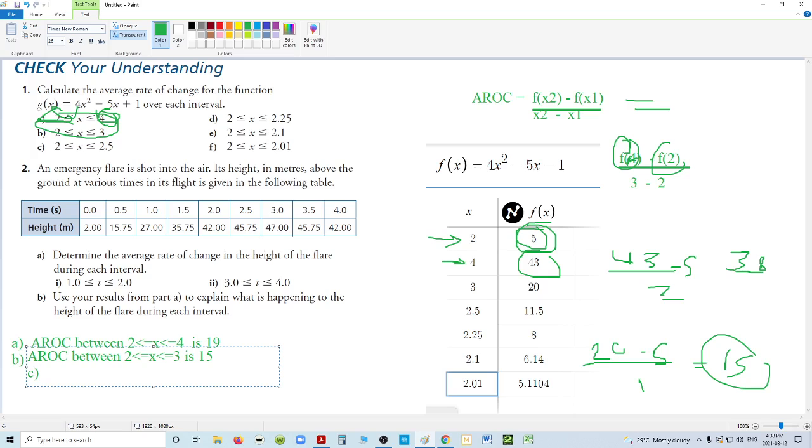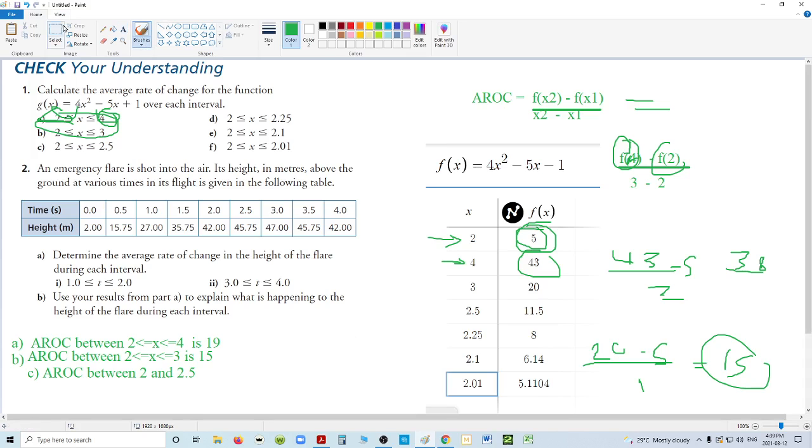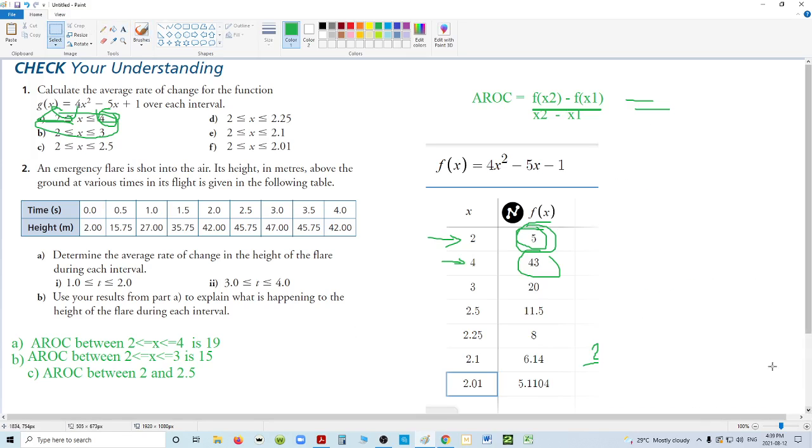Next, we're going to go to C, my average rate of change between 2 and 2.5, essentially. Well, we know that x1 hasn't changed. It's still 2. It's always 2 in all these examples. But now my new x2 is 2.5. So now the bottom is 2.5 minus 2, which is equal to 0.5. Now all I have to do is figure out what is f of 2.5 minus f of 2.